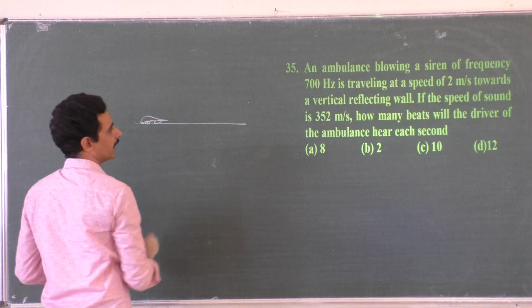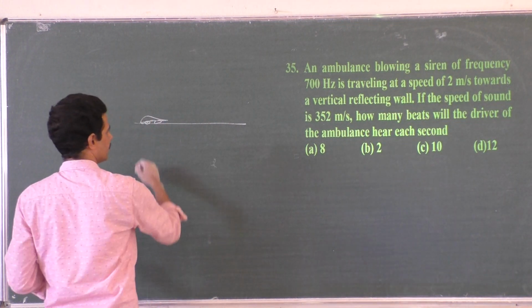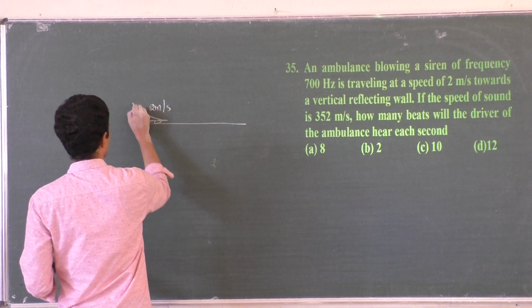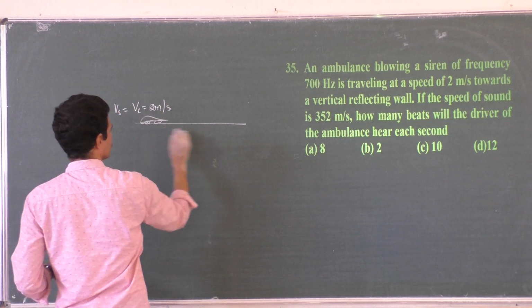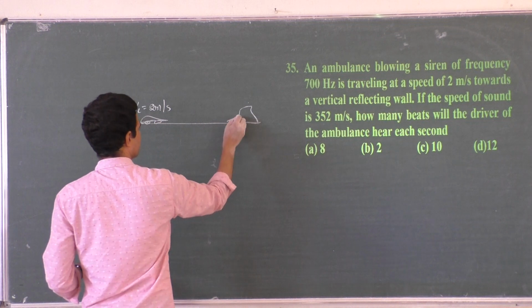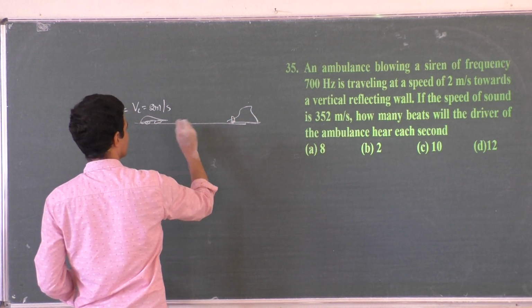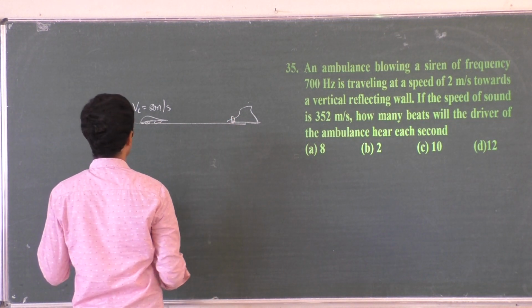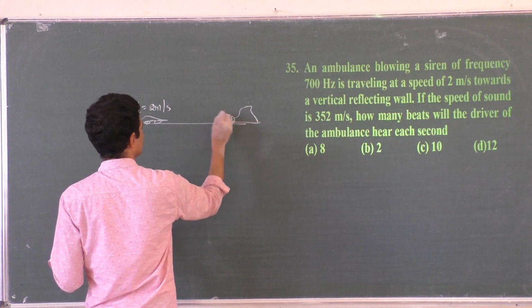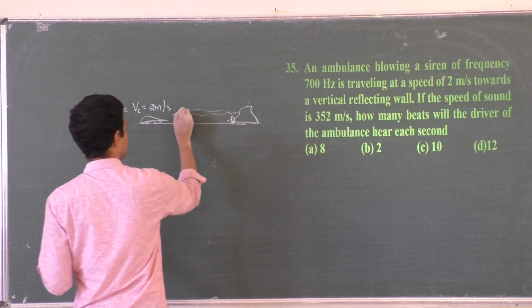an ambulance blowing a horn of frequency, traveling towards a hill with a speed of the velocity of the car, that means the velocity of the source. And there is a hill, maybe the hospital is on the hill, right? That's why he's moving towards that. And the sound will be moving forward and reflected back.